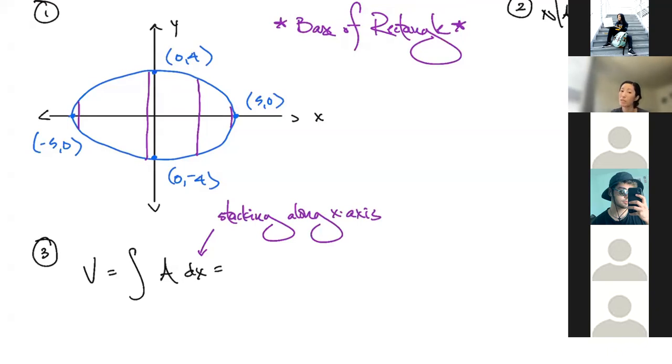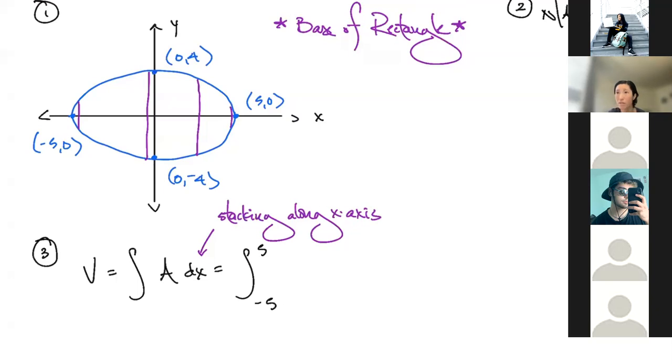Now that also means though, for our bounds, we want x values, right? So for our bounds, we want to be thinking x values. So we've got our integral. What are our bounds in this case? Where do we start? Good, we start at -5, we go all the way to +5. All right.